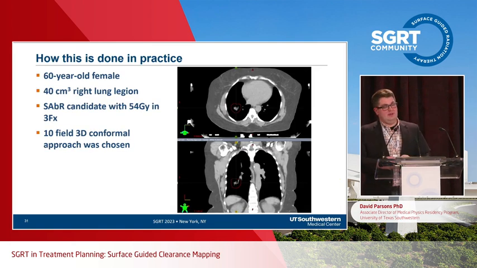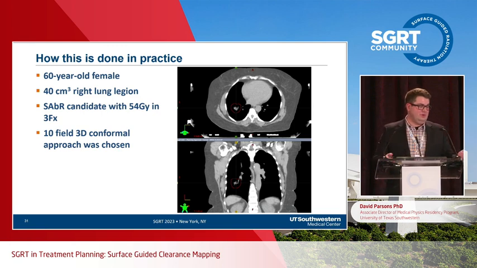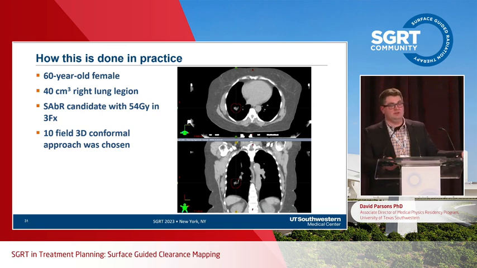So here we have a 60-year-old female with a 40 cc right lung lesion. Not really around in the center of the lung, pretty straightforward to treat. So she was selected to do 54 gray in 3 fractions, pretty potent dose. And we're gonna do our 10 field approach.